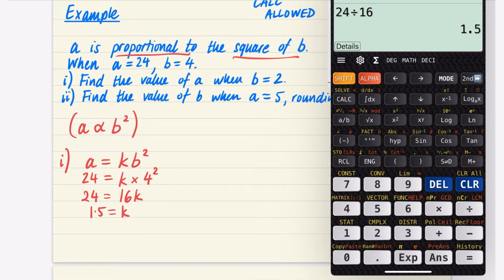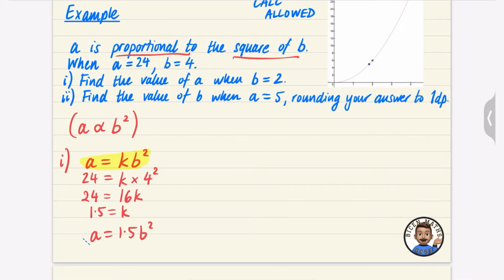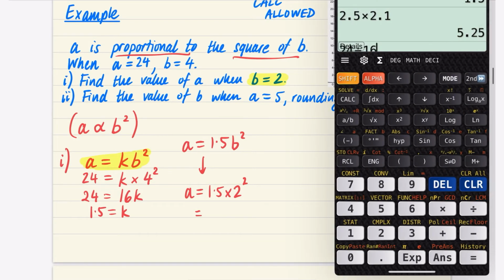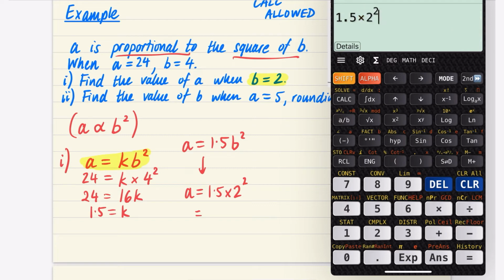Now going back to this original line that we had at the top here, a equals kb squared, I can now say that a is equal to 1.5, because that's my k, b squared. And I can use this formula that I have to help me to answer the next bit of the question. It says find the value of a when b is equal to 2. So using this formula, I'm going to find out the value of a by doing 1.5, and I'm going to multiply that by 2 squared, because it says that b is equal to 2. So that's 1.5 times 2 squared. It does say calculator allowed. You could do this without a calculator, but 1.5 times 2 squared is equal to 6. So the value of a when b is equal to 2 is 6.